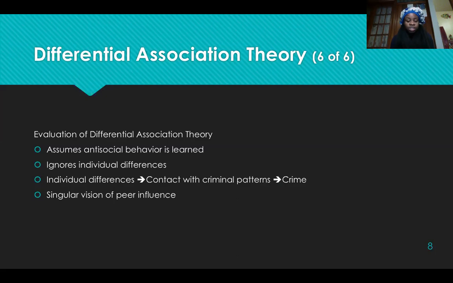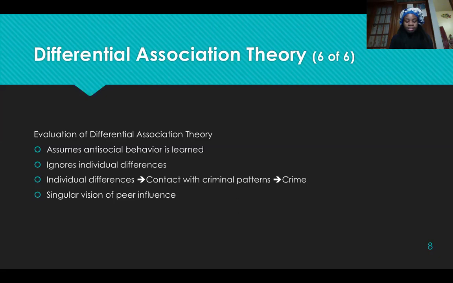Sutherland was specifying a path in which differential association clearly intervenes between individual differences and crimes as follows. People have individual differences, there are contacts with criminal patterns, and then a crime ensues. Also, in defense of differential association theory, the concept of differential social organization accounts for the associations people have. Mark Warr in 2002 criticizes differential association theory for having a singular vision of peer influence.